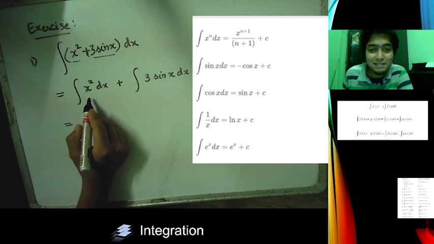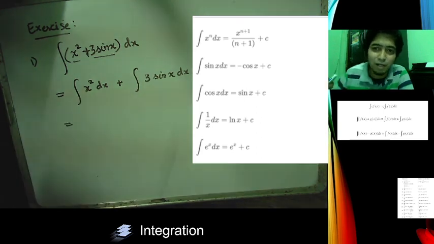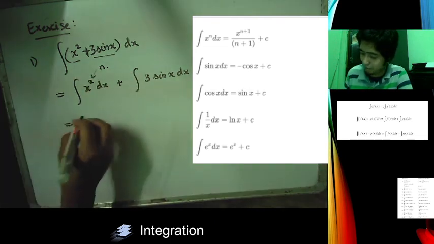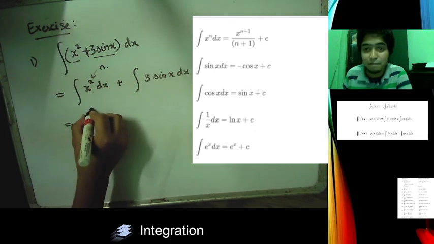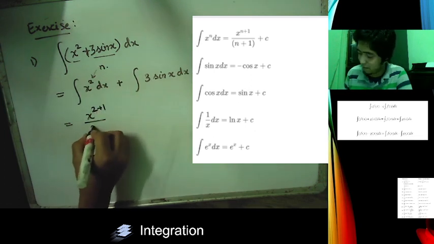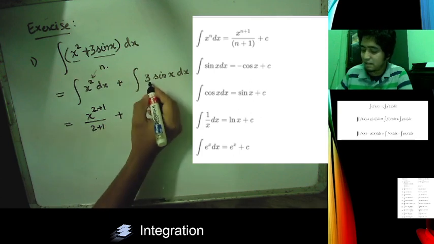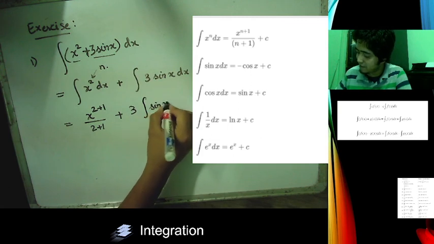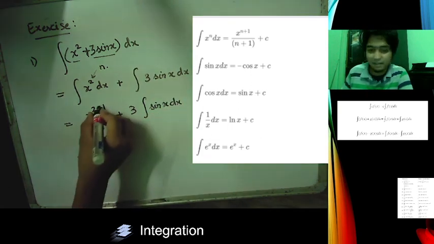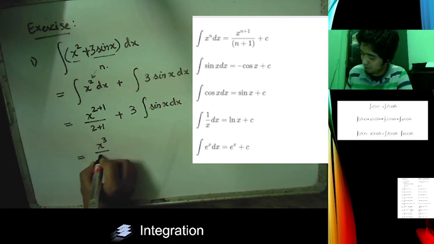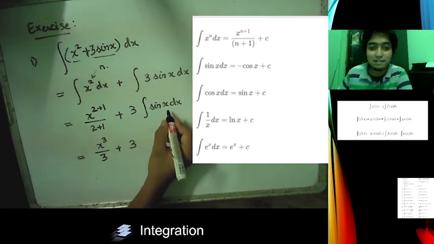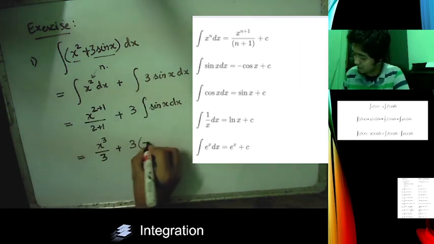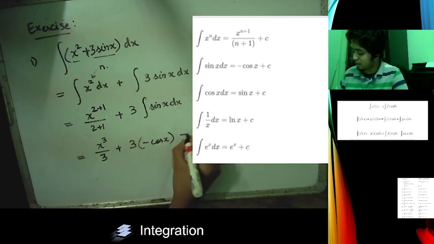If you notice, this one is actually formula number 1. Instead of n, we are having 2. So you will be getting x power n plus 1, which is 2 plus 1, divided by 2 plus 1, plus the constant. We can take the 3 outside: integration sine x dx. So x power 3 divided by 3 plus 3 integration of sine x, which is formula number 2, minus cos x, plus c.